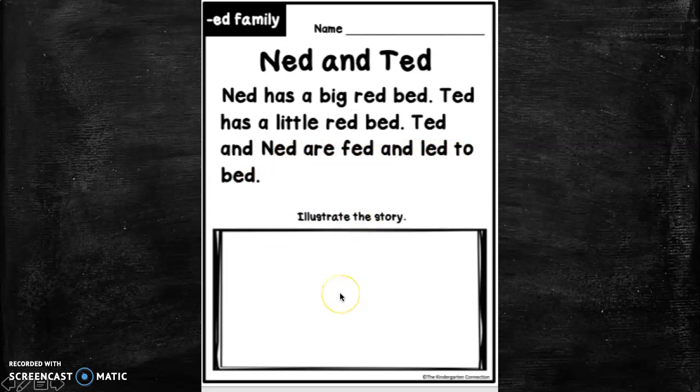So here on your piece of paper, not in this piece of paper, in your own piece of paper, you can get colors and pencils, and then what we're going to draw, we're going to draw Ned and Ted, and then we're going to draw a big red bed, and then we're going to draw a little red bed, and then they are fed and led to bed. Led means someone is taking them to bed, like your mommy and daddy lead you to the bed or show you the way to the bed. Okay, so this is the end of our ed family.